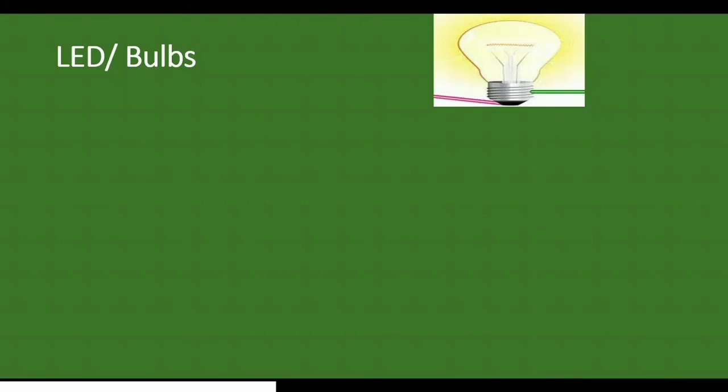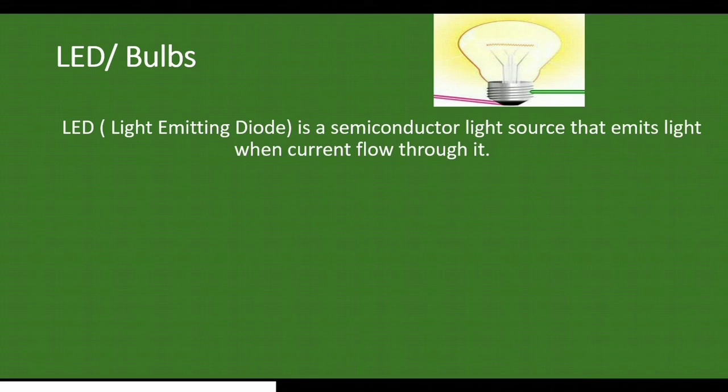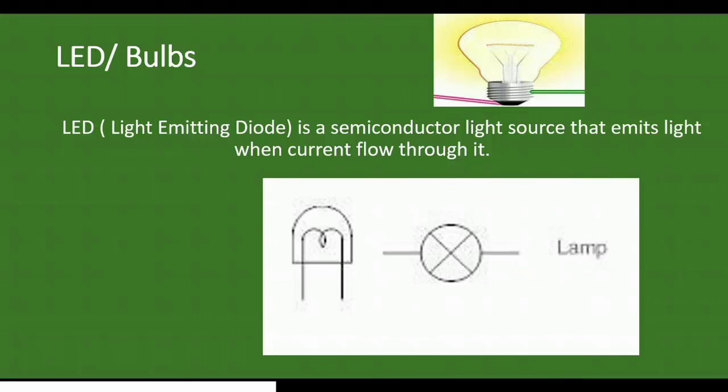Let's look at LED or bulbs. An example is being displayed over here. This is a bulb. LED simply means light emitting diode. That's the full meaning of LED. It's a semiconductor light source that emits light when current flows through it. And this is the symbol of it. So in electronics, if you see any symbol of this sort, it represents an LED, bulb or lamp.